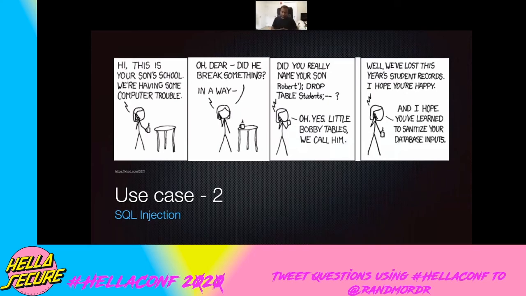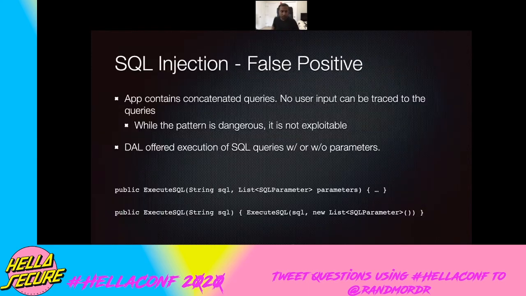Now, the second use case is SQL injection. I know it's 2020 and we still keep talking about SQL injection, but unfortunately, this is still valid for a lot of apps, especially if you're dealing with legacy applications as well. So without going into the details of the vulnerability itself with the time, I want to make sure that we're talking about the case that we were dealing with.